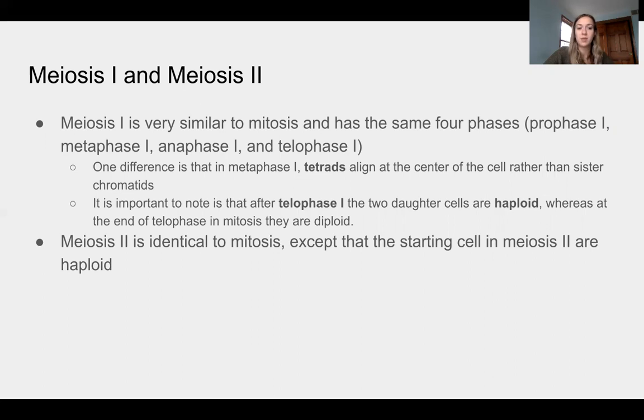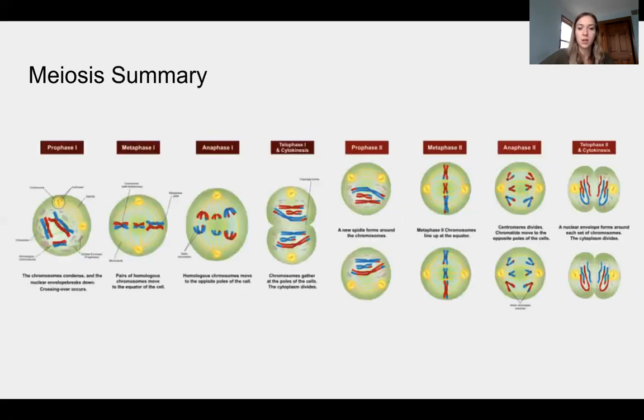It is important to note that after telophase 1, the 2 daughter cells are both haploid. At the end of telophase in mitosis, it's 2 diploid. Meiosis 2 is actually identical to mitosis, except for the fact that the starting cells in meiosis 2 are haploid. So again, I have another image here.